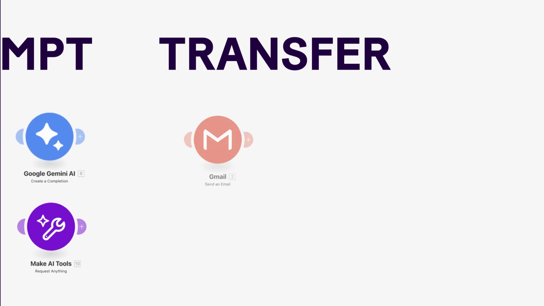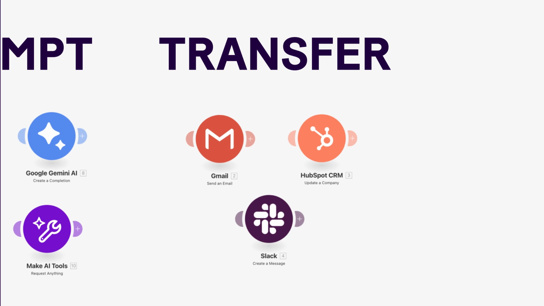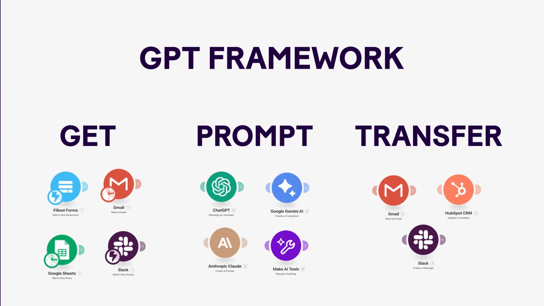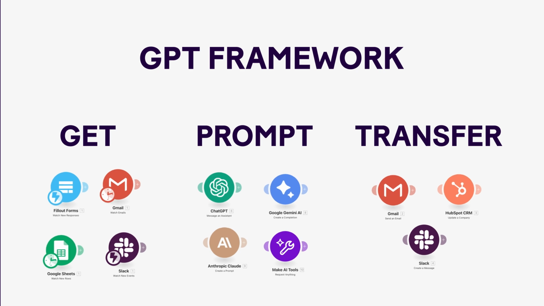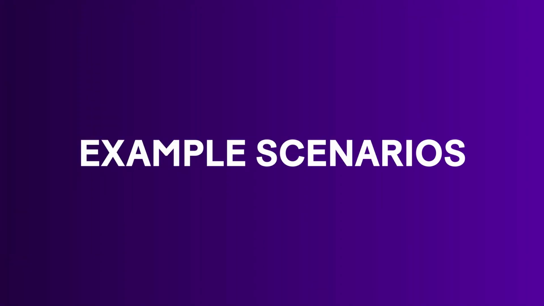It could be sending a personalized email response, updating your CRM with insights, or posting summaries to your team Slack channel. With just these 3 steps, get, prompt, transfer, you can automate tasks that used to take hours of manual work. Now let me show you exactly how this plays out in the real world with 3 scenarios you can build today.